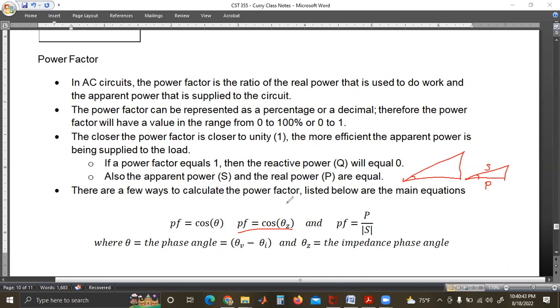So if I give you a load that says V equals, let's say, 20 with a phase angle of 40, guess what? You already have your phase angle. You just plug into this formula right here, get the cosine of it, and you have your power factor. And then lastly, power factor equals the real power over the apparent power.